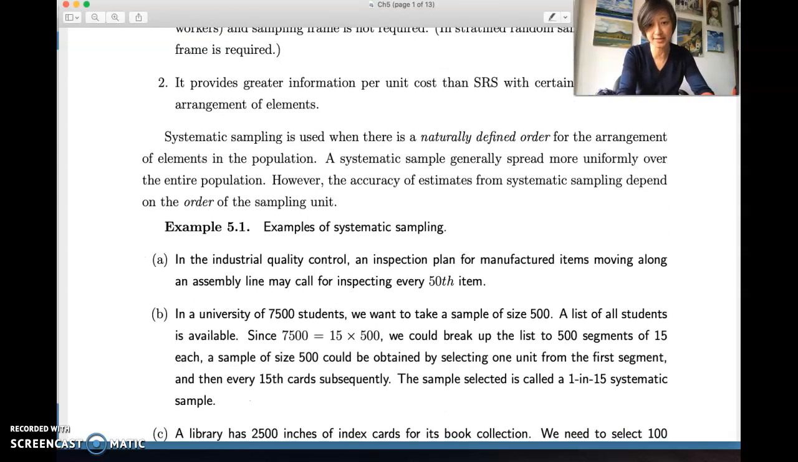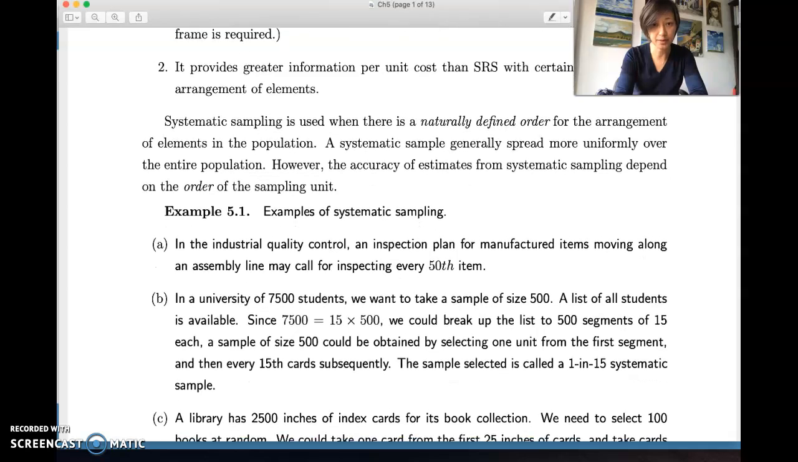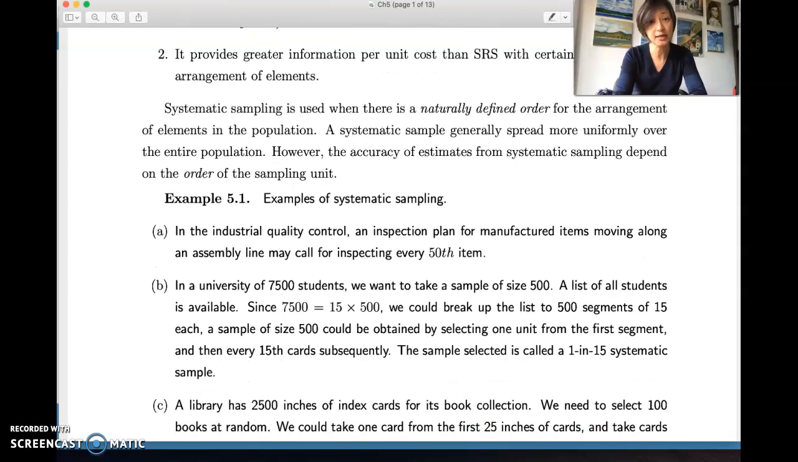The accuracy of the estimate from systematic sampling really depends on the order of the sampling units. How we put the population, how we order them in a way that we can choose every systematic sample from the population, could at some point increase the accuracy of our estimate.